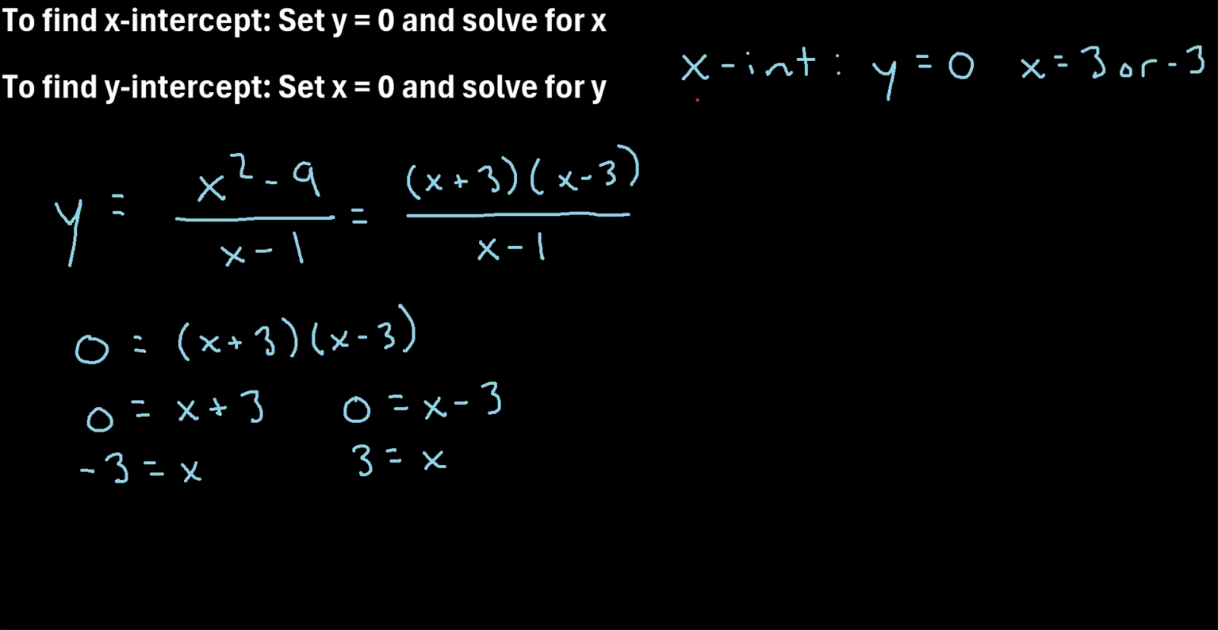So in this case, there are actually two x-intercepts. It's negative 3, comma 0 and 3, comma 0. So there are two x-intercepts in this example.